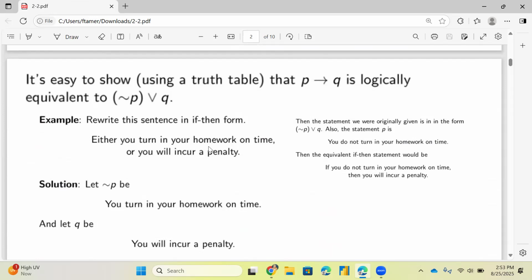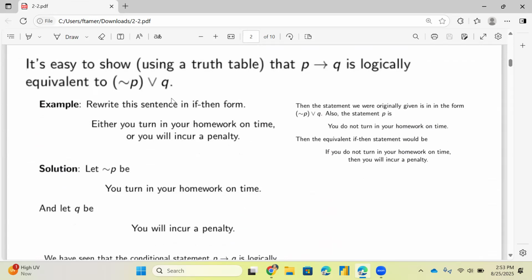Either you turn in your homework on time or you will incur a penalty. So if we use this rule for this sentence, not P will be you turn in your homework on time, and Q will be you will incur a penalty. The original statement we were originally given is in this form.